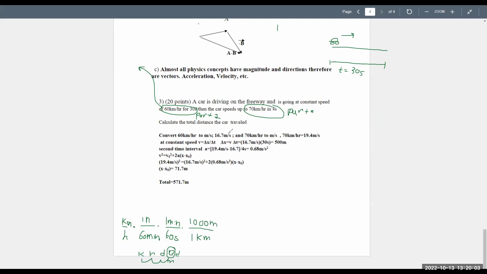GR has them converted here. And that's also what I got. So this is 16.7 meters per second. Little 1 for part 1.